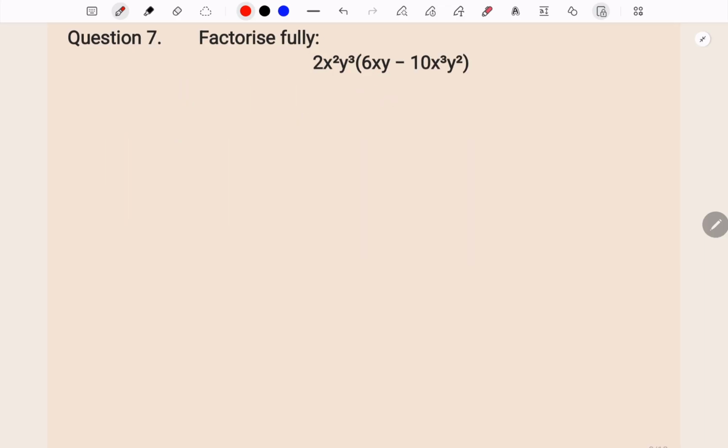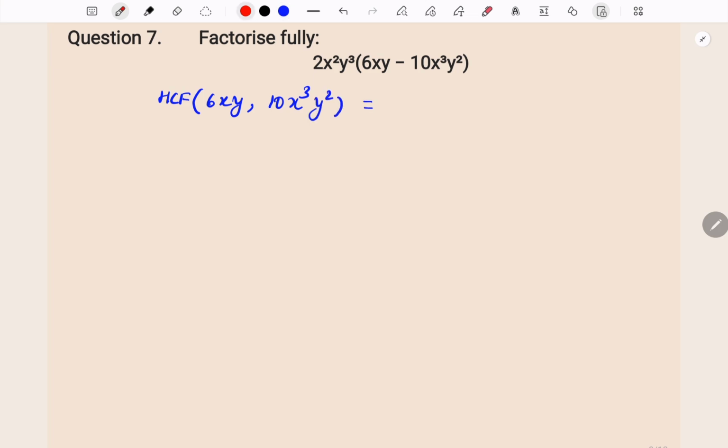Okay, now let's solve our seventh question. Here we need to factorize the given expression. So first let's find out the HCF of all the terms inside the bracket. We have 6xy and 10x cube y squared.